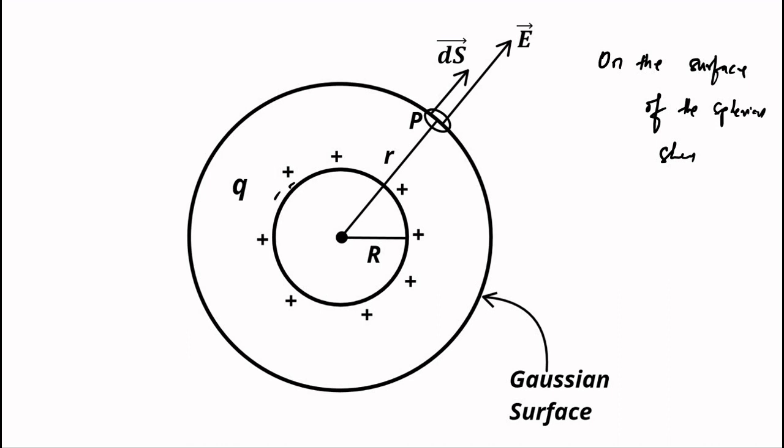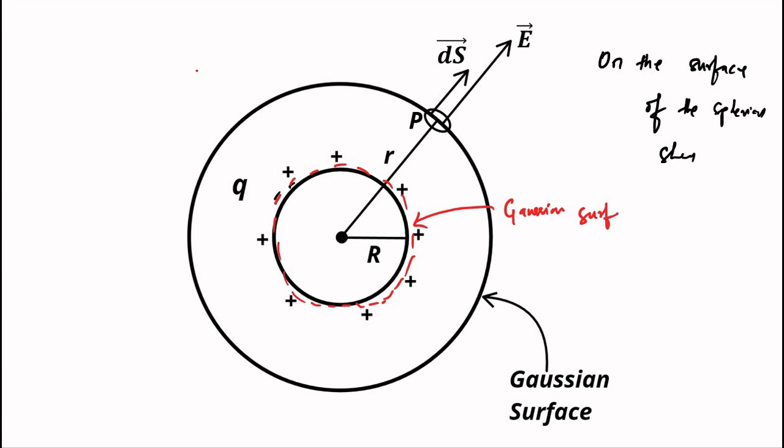Let me use a different ink. Okay, here, just on the surface here, like this. So, we will draw a spherical Gaussian surface, this dotted surface. This becomes the Gaussian surface, because we have to determine the electric field intensity on the surface.